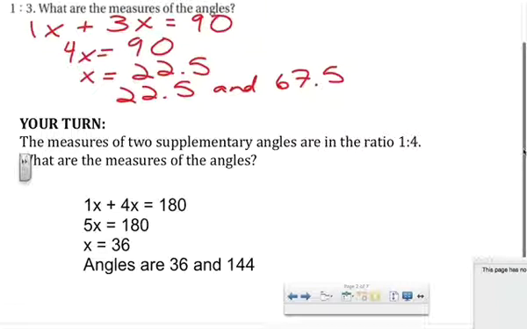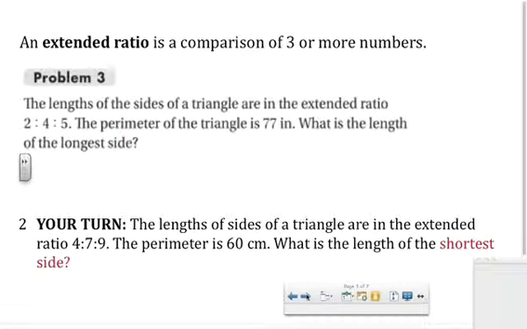Okay, taking this kind of problem to the next level now, notice an extended ratio is basically just a ratio with more than just two numbers. In problem 3, I have the length of the sides in a ratio of 2 to 4 to 5. I know that the perimeter of the triangle is 77. Do we see how we can use that exact same strategy in this problem here? My three sides of the triangle are 2x, 4x, and 5x.